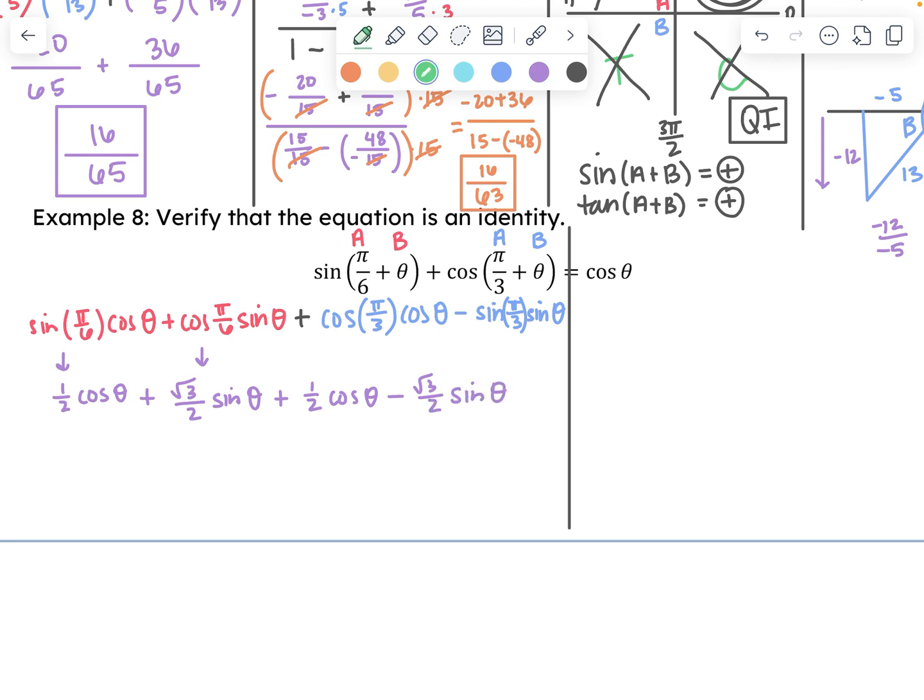And you'll notice something's going to happen here. If I have plus the square root of 3 over 2 sine theta and minus the square root of 3 over 2 sine theta, those are going to cancel. And then I also have half cosine theta plus a half cosine theta. 1/2 plus 1/2 gives me a whole cosine theta, which is what I'm trying to get to. So we've verified our identity. So I used a sum identity for sine, a sum identity for cosine, and then just did some algebra simplifying.